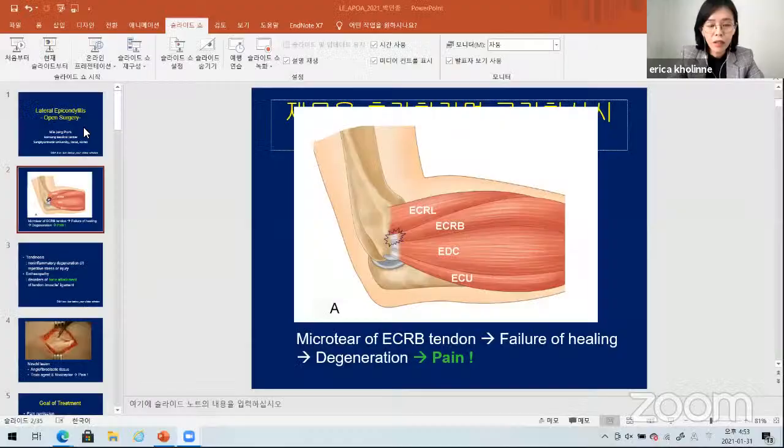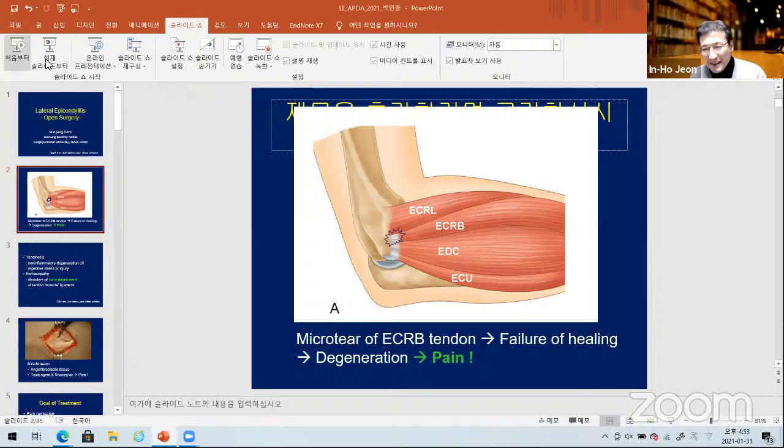Thank you for your introduction, and hello, everybody. It's my honor to be invited to this APOA meeting. I'd like to talk about lateral epicondylitis, a very common disease, especially open surgery. Let me share my slides. Okay, is it okay? Yes, very clear.